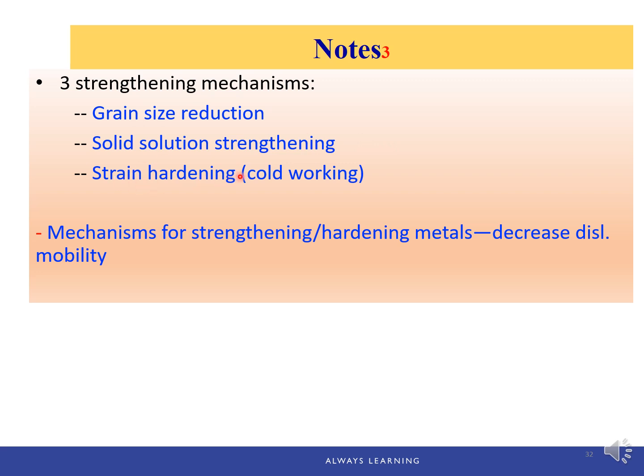Strain hardening is to increase the dislocation density, and dislocations will interact with or stop each other from moving, therefore decreasing the dislocation mobility and increasing the strength of the material.